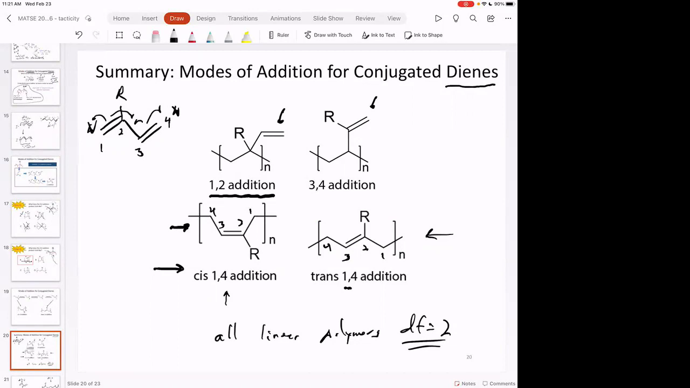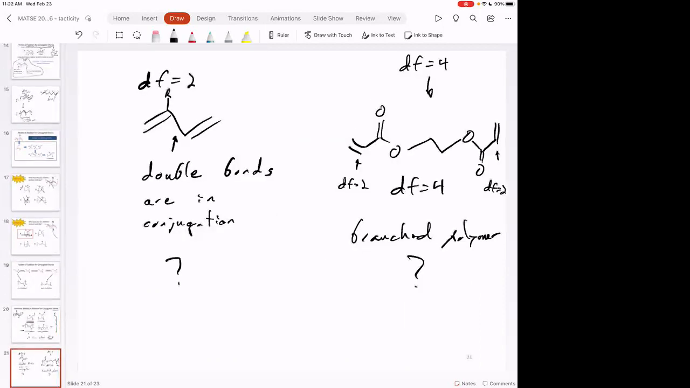Yeah, but for all dienes, you will have all of these types of addition, and so you need to memorize 1,2, 3,4, cis 1,4, trans 1,4. So all of those things you have to remember for these dienes. Now, the question is, what's the difference between 1,2 addition and 3,4 addition of butadiene? So if you have butadiene, what if you have 1,2 addition versus 3,4 addition of butadiene?